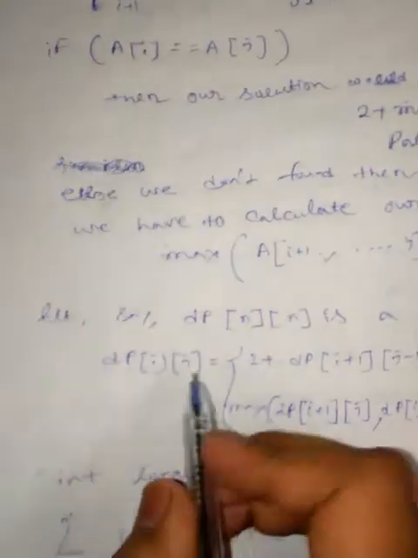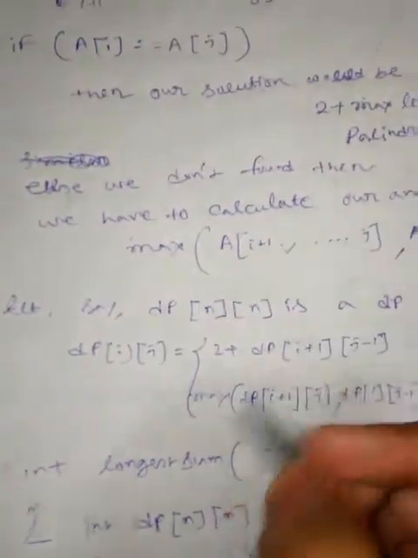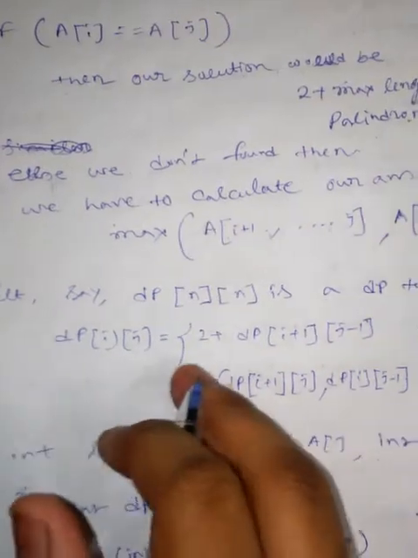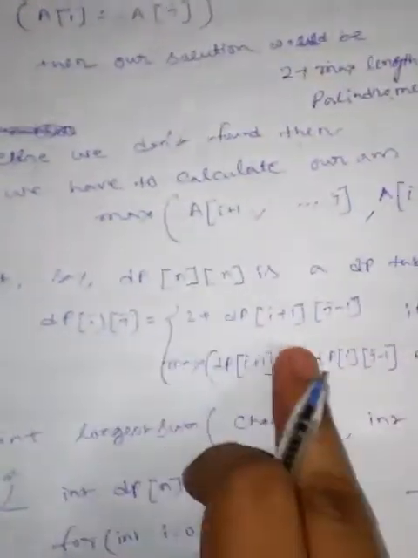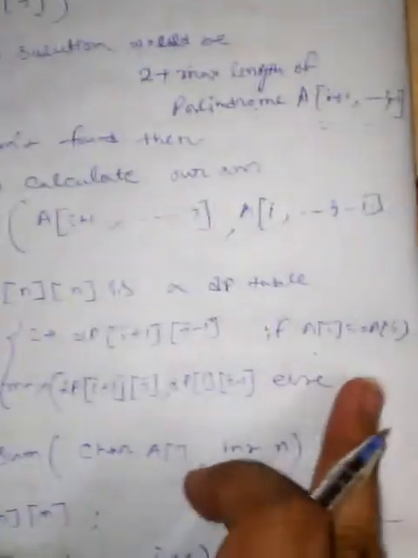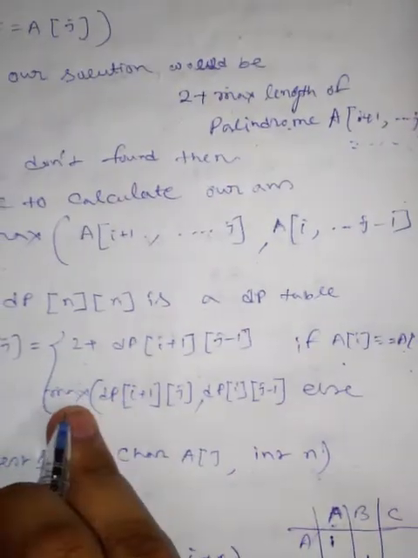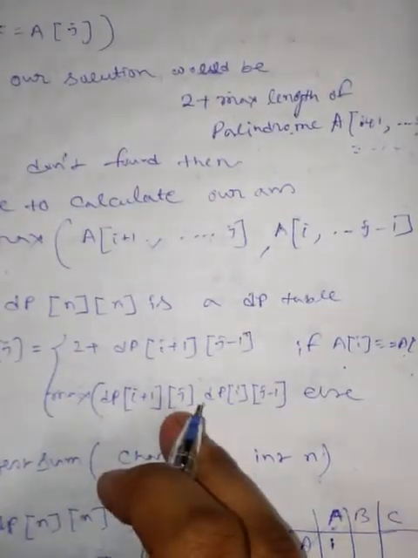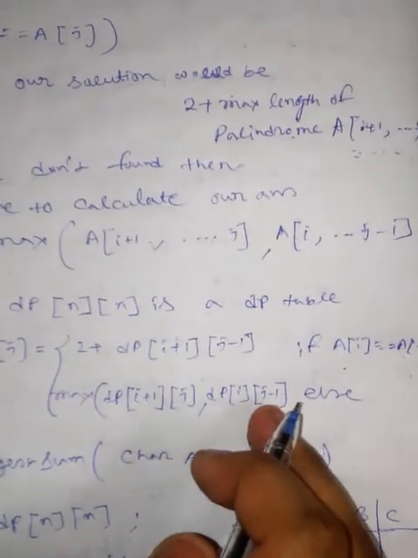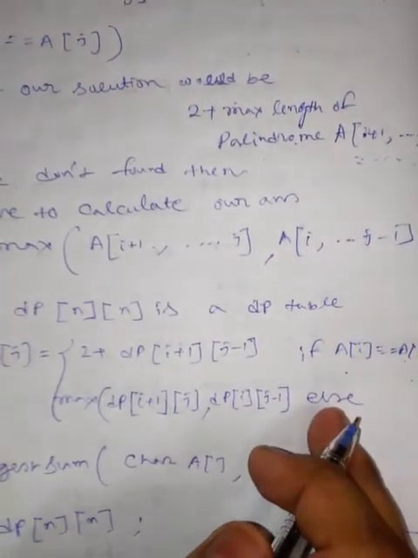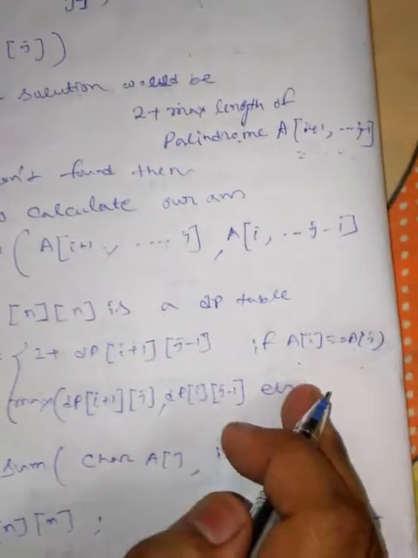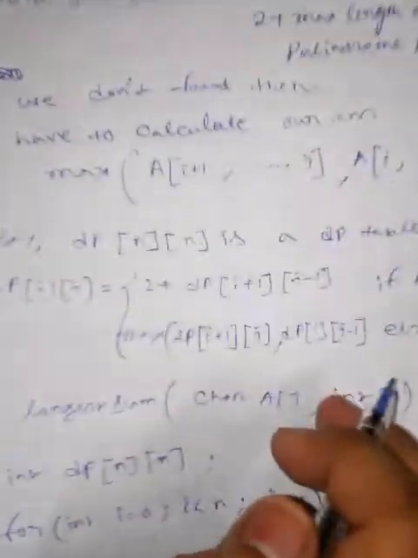So here we take a dp array and we put the condition 2 plus dp[i+1][j-1] if a[i] is equal to a[j], and maximum of dp[i+1][j] and dp[i][j-1] if this condition does not hold. Simple.